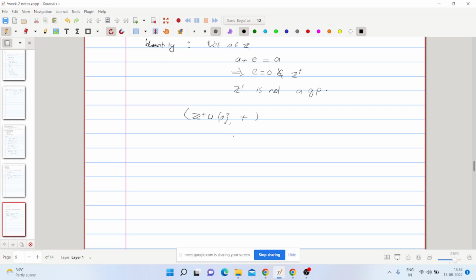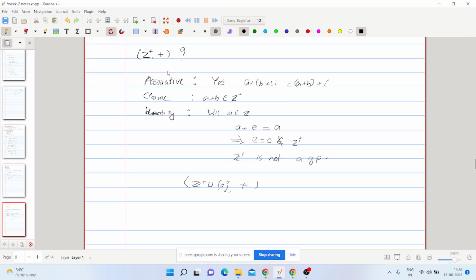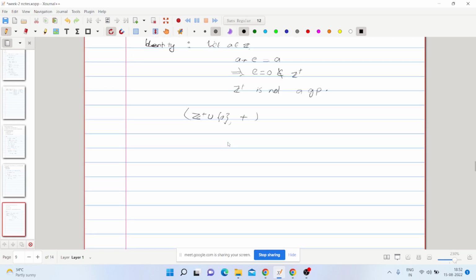Still it is not a group because up to this, associativity, closure property and identity property are all satisfied. But we have the inverse also. If I am taking any a in Z plus, any positive integer, the possible inverse is minus a, right? This does not belong to Z plus. So it is not a group.